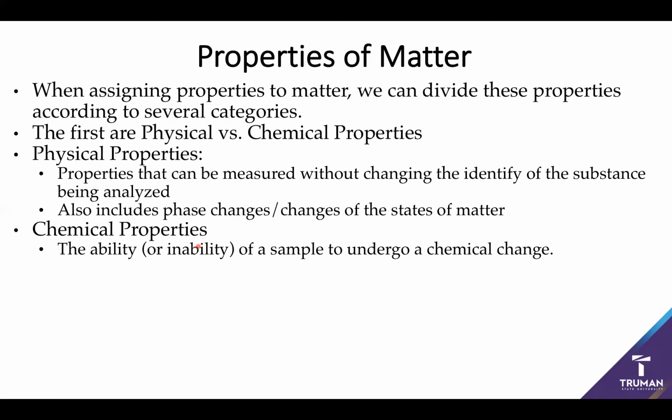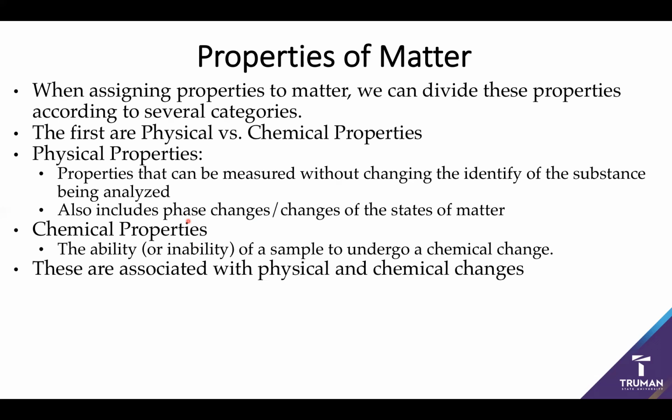Other ones include things like, well, rusting. Some metals can rust, some can't. This is a chemical property. It talks about what reactions a system can undergo. One of the important things to note is that many of these physical and chemical properties are associated with certain types of physical or chemical changes, especially when we're talking about chemical properties.